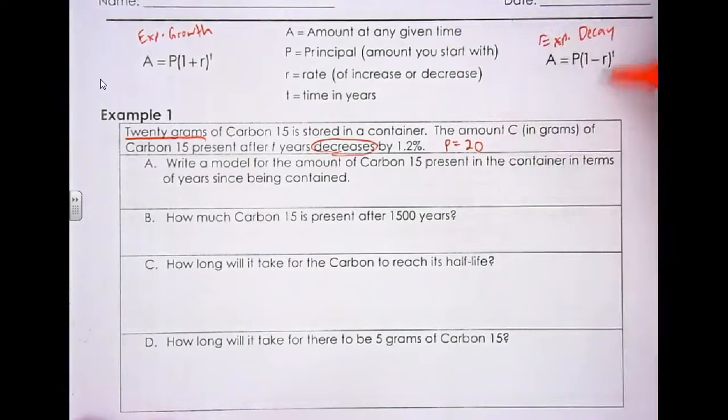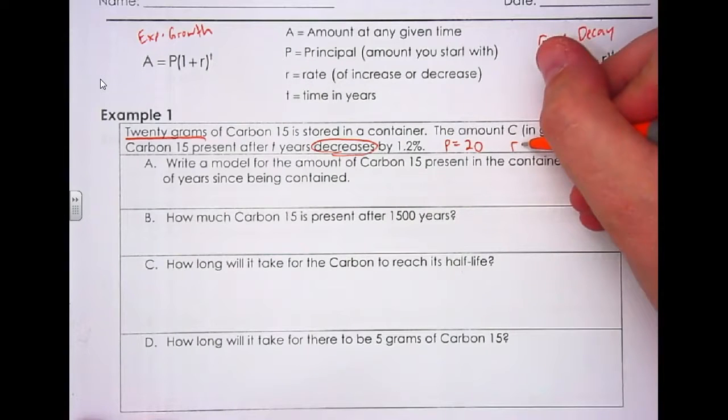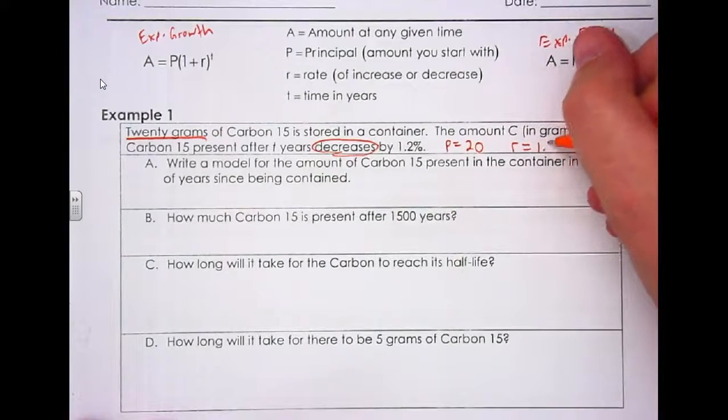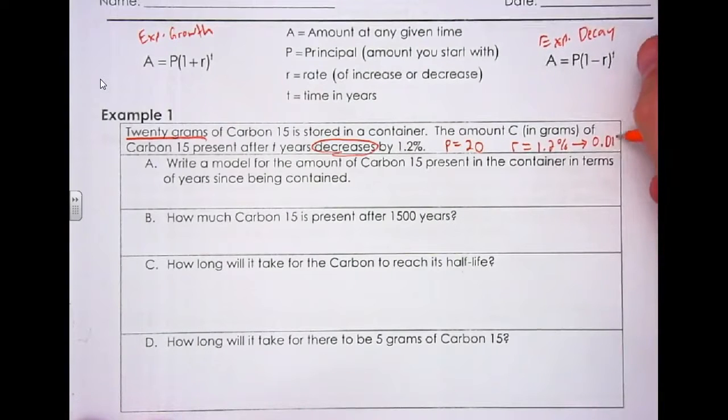The R, which is the rate of change, is going down by 1.2%. Now, we can't use 1.2% in any calculations. We've got to change that to a decimal. So you can divide 1.2% by 100 to get 0.012. And that's the actual number that we're going to use, the 0.012.